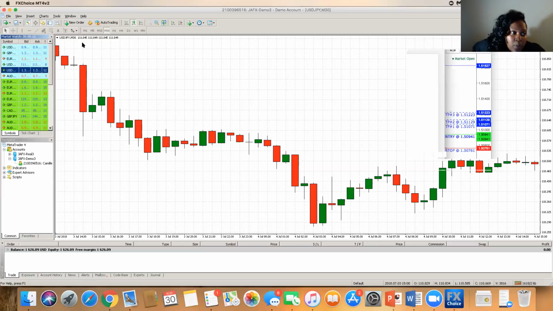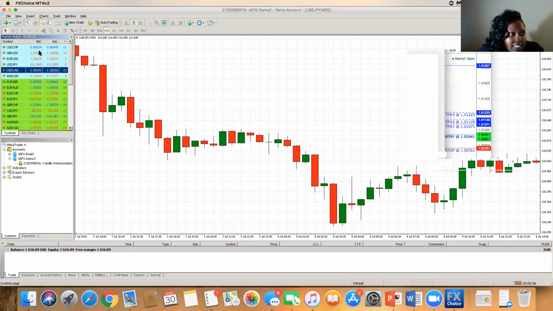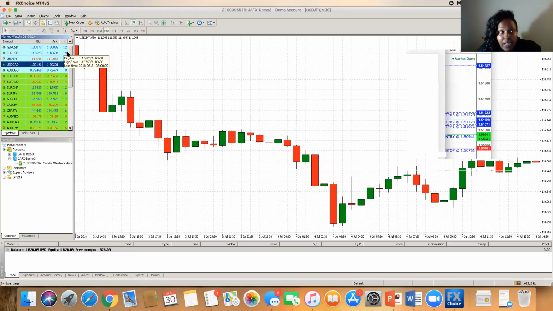For example, with this first pair up here, which is USD CHF, the spread is the difference between the buy and the sell price. Spreads do change. Brokers manipulate them and change them when news happens and stuff, so you want to watch for that. But USD CHF is 1.1 pips.